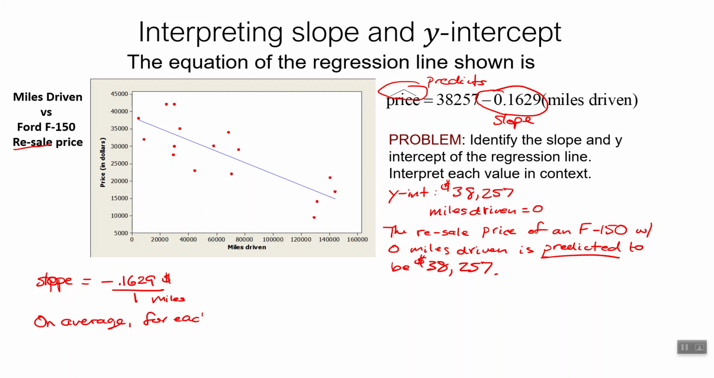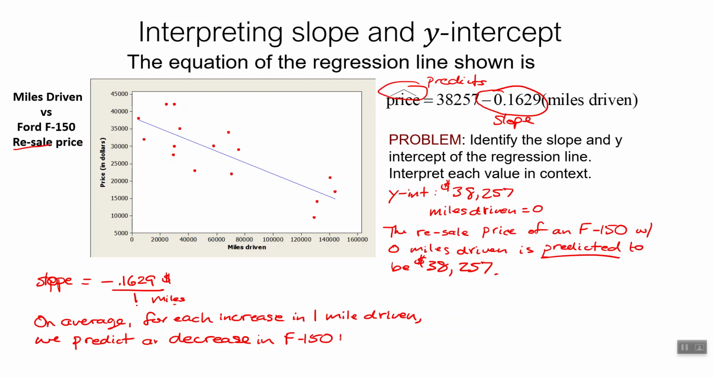for each increase in 1 mile driven, we predict a, let's see, it's negative, so it's decrease. I'm starting to say an increase. No, decrease in Ford F-150 resale value, or resale price, I guess, by this many dollars.